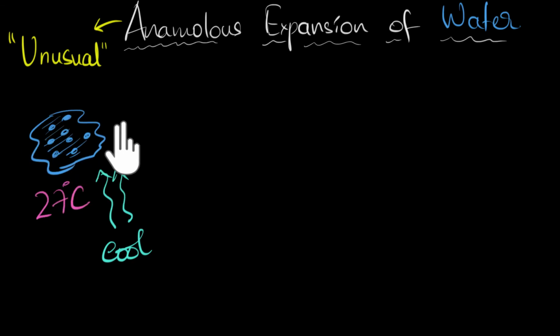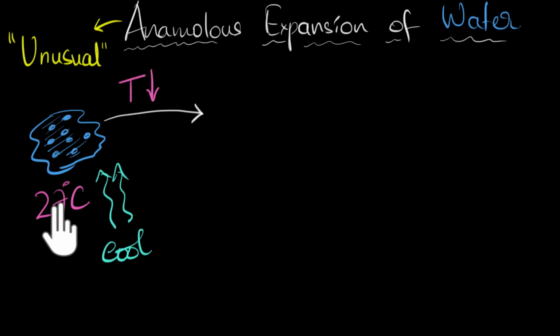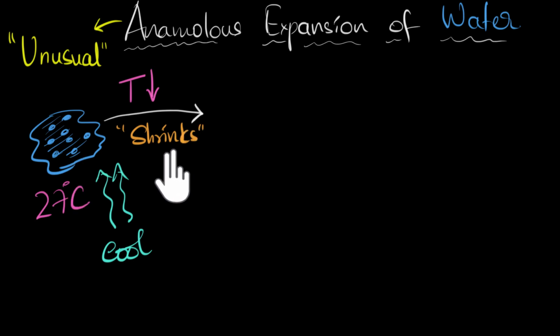All right, so let's write that down. As temperature decreases, what we will see is water ends up shrinking. So water contracts or shrinks. Now, there's nothing unusual about this. This is normal behavior. When you heat things, they expand, and when you cool them, they contract. So again, this is normal. But this normal behavior only continues until you hit 4 degrees Celsius. Because once you go below 4 degrees Celsius, something very unusual happens.